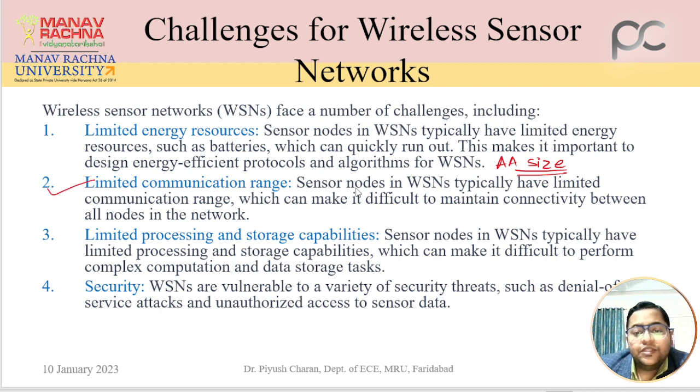Limited communication range. Sensor nodes in WSNs typically have limited communication range. That means you cannot transfer or transmit data to longer distances because of the range of the communication system, which can make it difficult to maintain connectivity also sometimes in between the nodes in the network. So sometimes connectivity also fails.